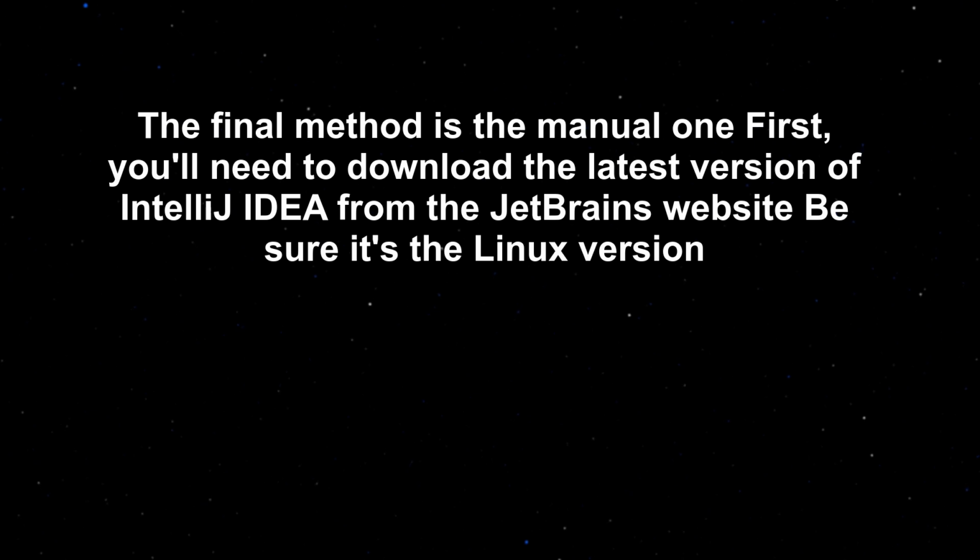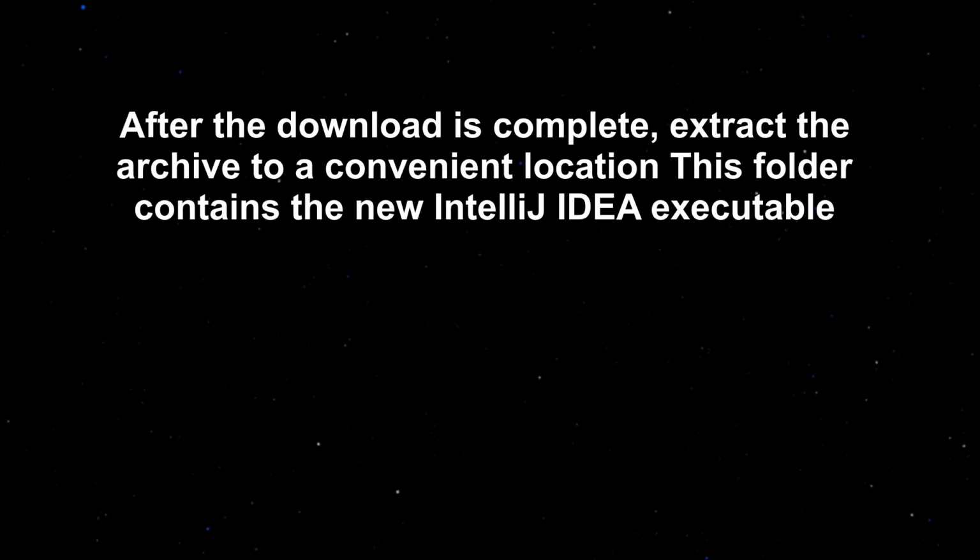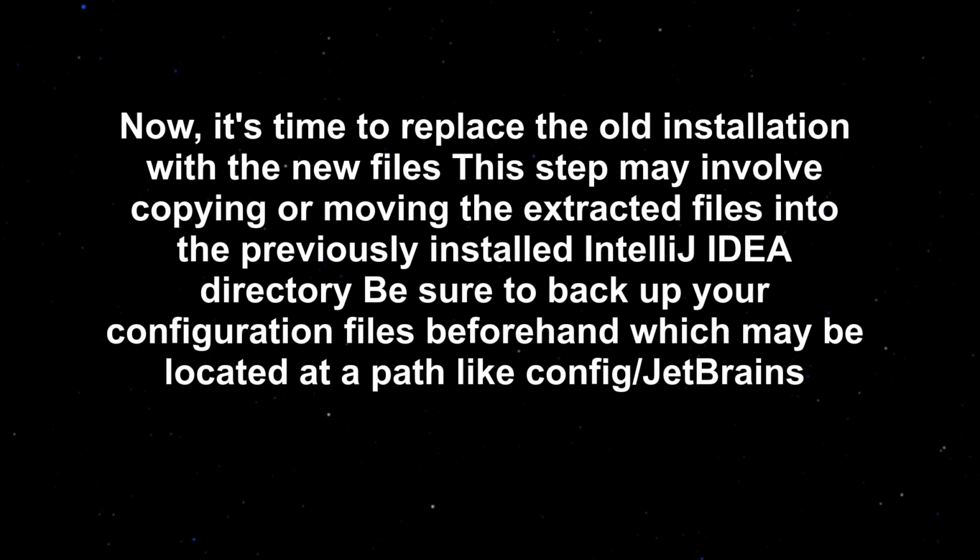First, you'll need to download the latest version of IntelliJ IDEA from the JetBrains website. Be sure it's the Linux version. After the download is complete, extract the archive to a convenient location. This folder contains the new IntelliJ IDEA executable. Now, it's time to replace the old installation with the new files. This step may involve copying or moving the extracted files into the previously installed IntelliJ IDEA directory. Be sure to back up your configuration files beforehand, which may be located at a path like config/JetBrains.